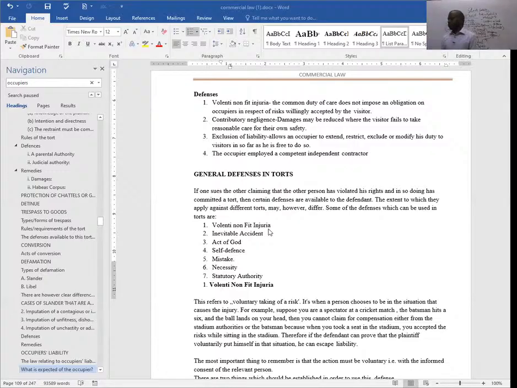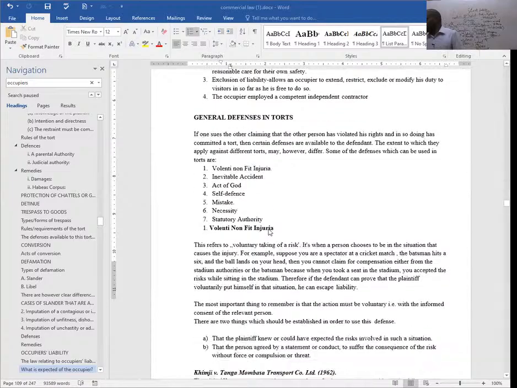Statutory authority, which I think I've explained, is where there's a statute or a specific law that allows a particular tort or a particular wrong to be committed. So it can be used as a form of defense. Those are the general defenses that can be pleaded under the law of tort.